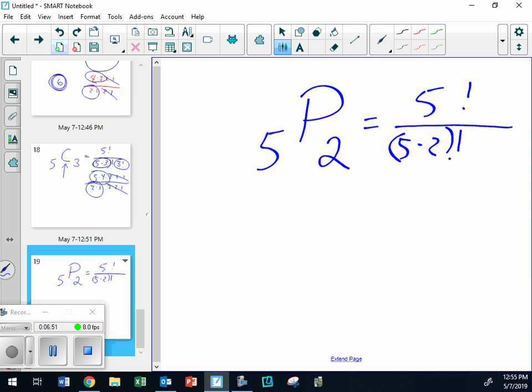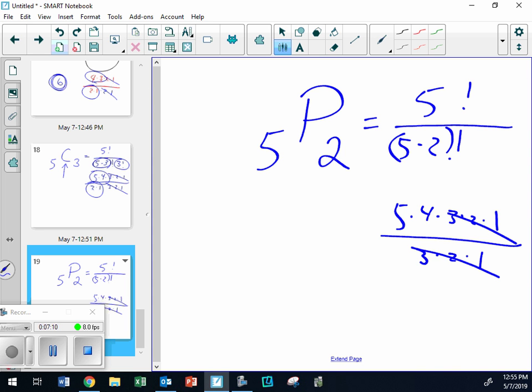This one just has the 5 minus 2 factorial on the bottom. So then that becomes 5, 4, 3, 2, 1 over 5 minus 2 is 3 factorial, 3, 2, 1, cancel, cancel, 5 times 4, 20. How come the other answer was bigger? Because then the order mattered. In this case, the order doesn't matter.